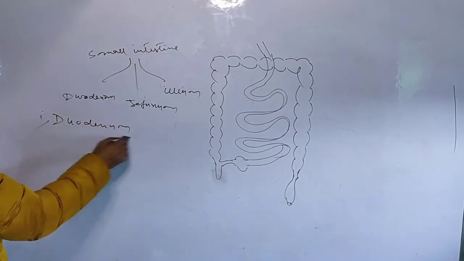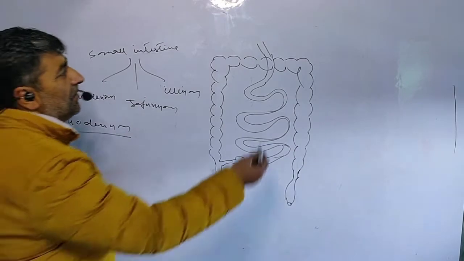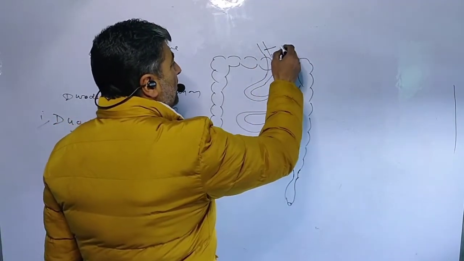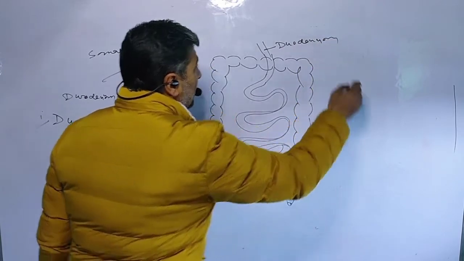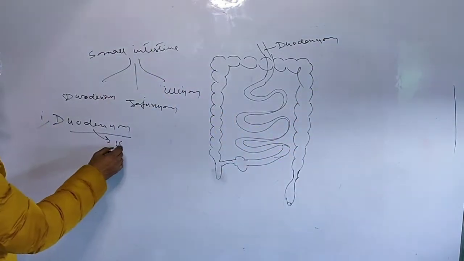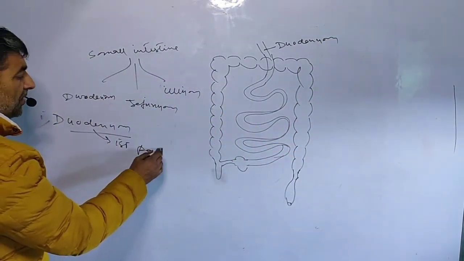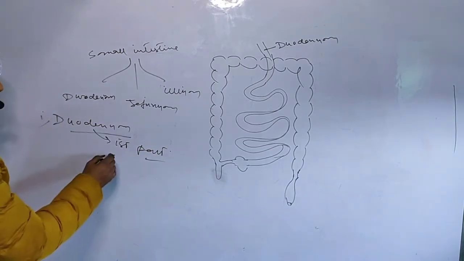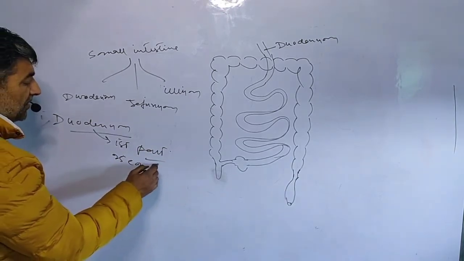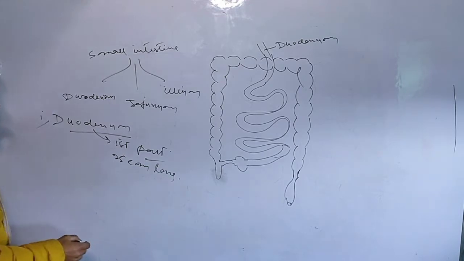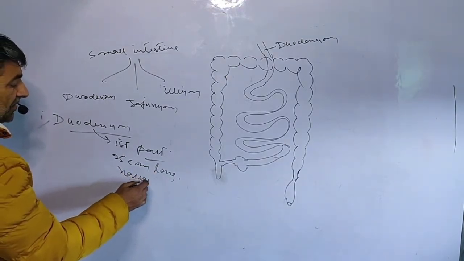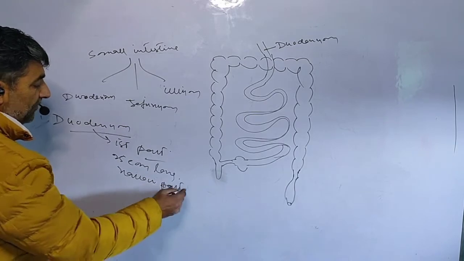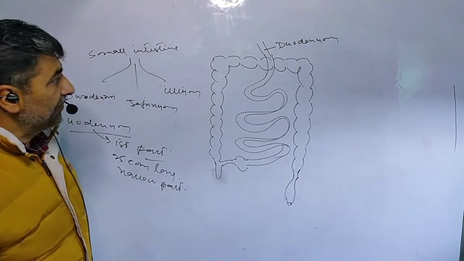What is duodenum? Duodenum is the first part of small intestine. It is 25 centimeters long. It is the narrow part of small intestine.